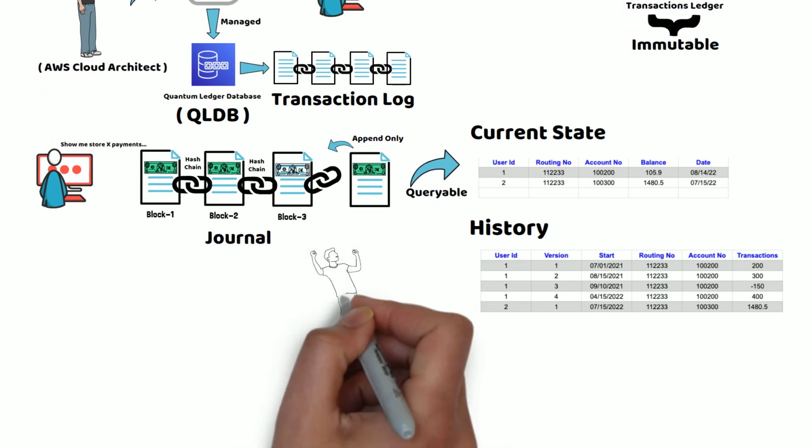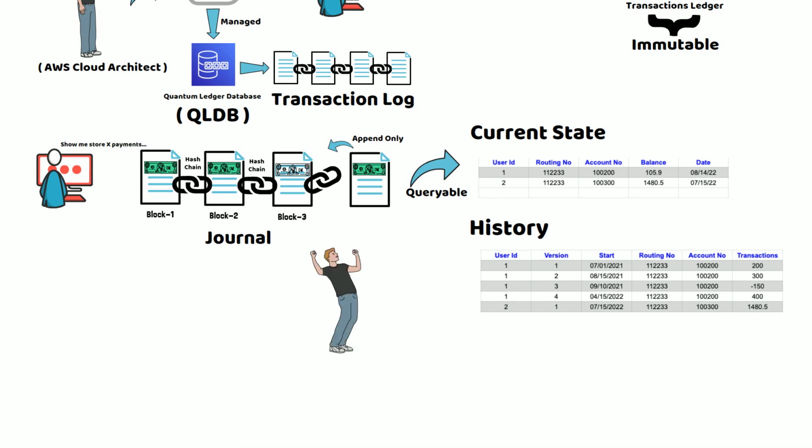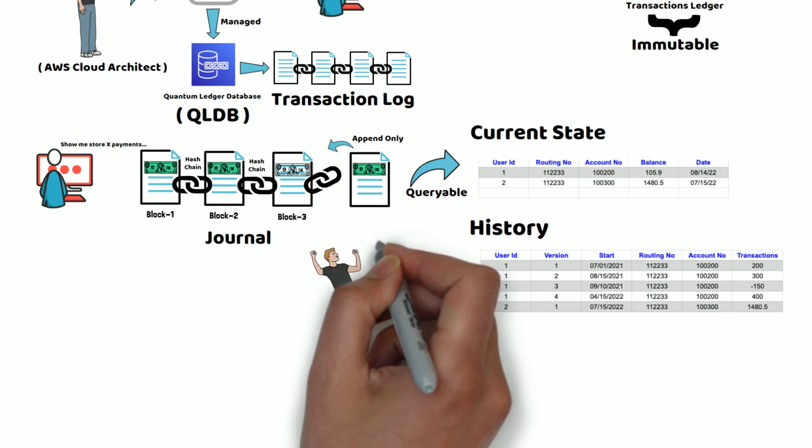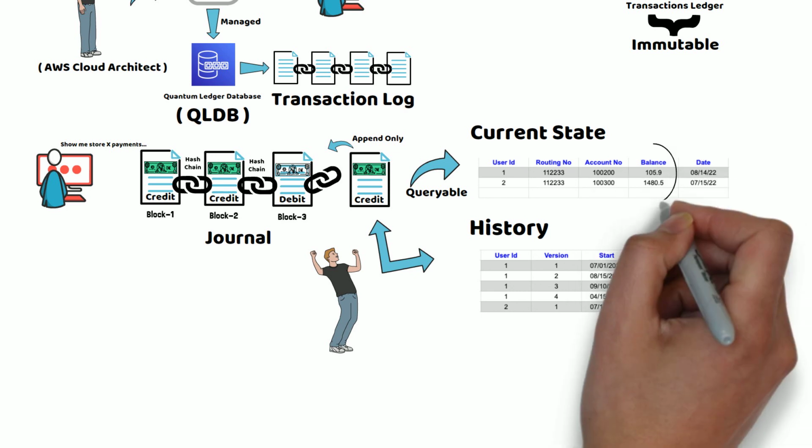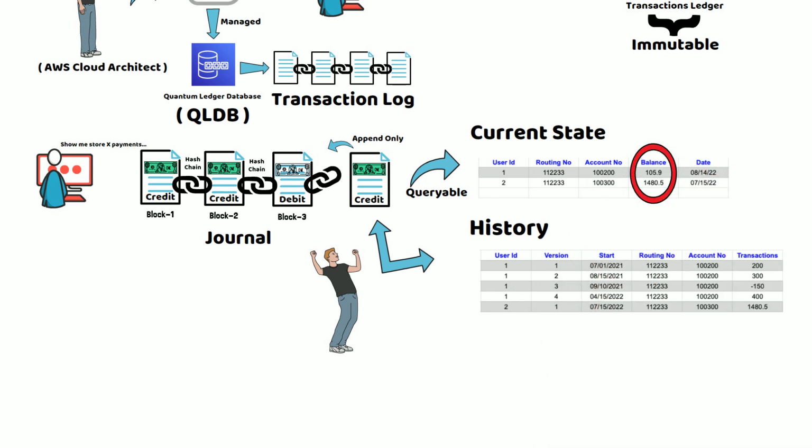Joe was quite happy with this finding, as he thought he could create a transaction log for all the debits and credits on the accounts in the journal and keep the current account balance in the materialized table for the account.